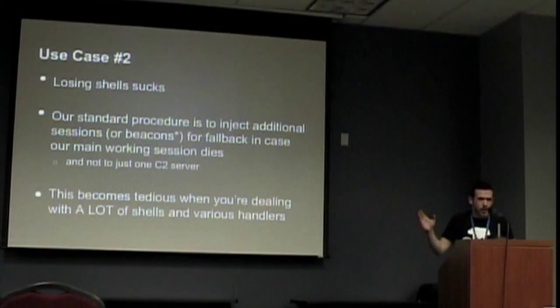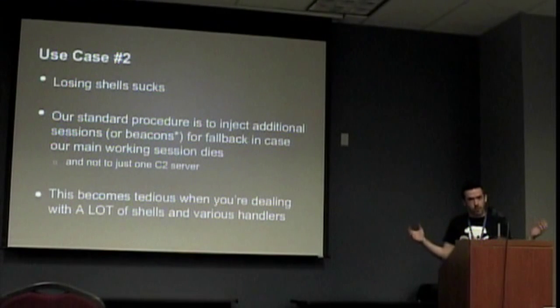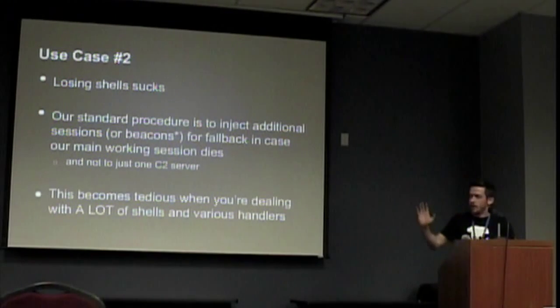We also want the option, if we have multiple C2 control servers set up, to inject one payload that goes to the primary and one to the backup, in case IR happens to catch our primary C2 server because that's where all the traffic's going. Then we can just have a backup.